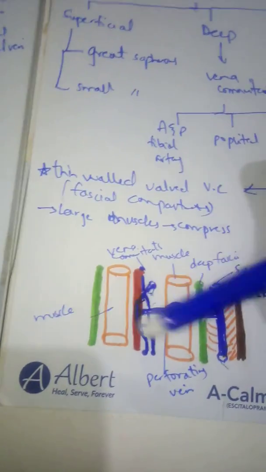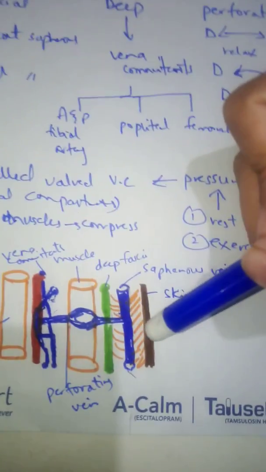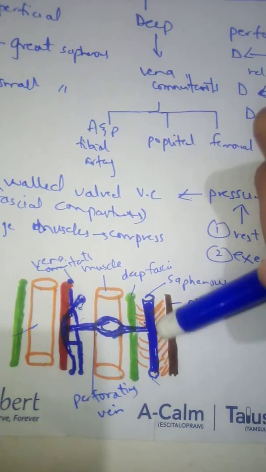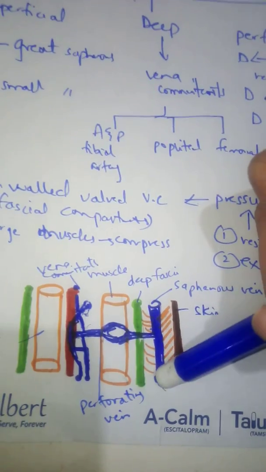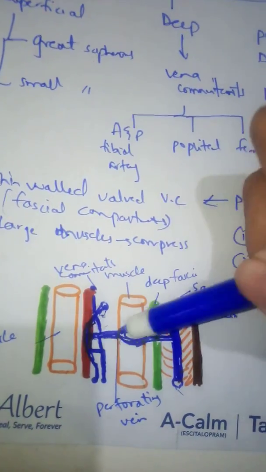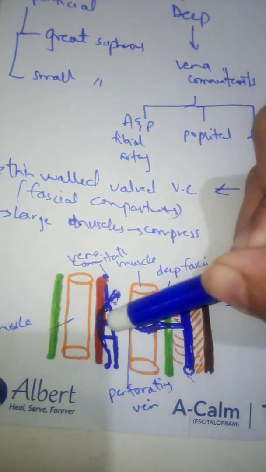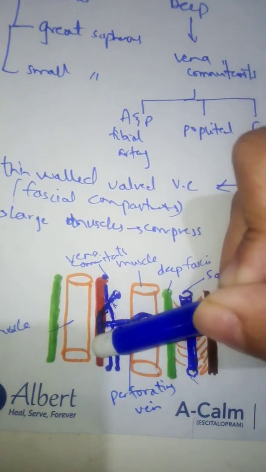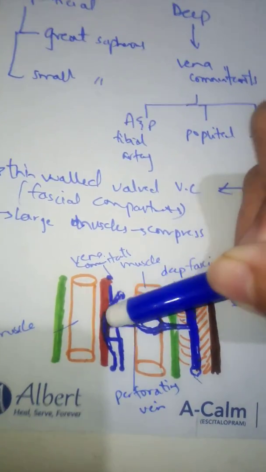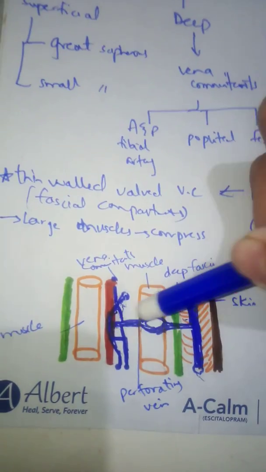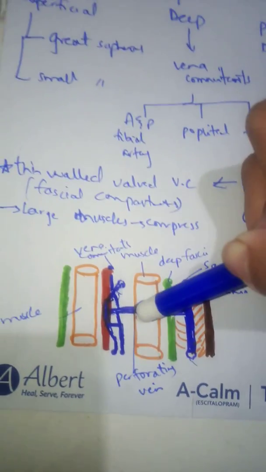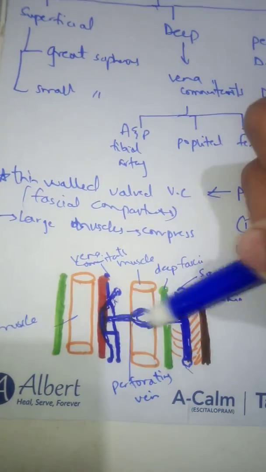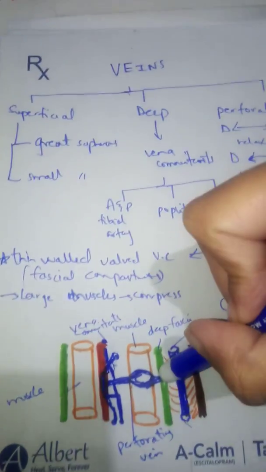For example, if we see this diagram, this is the skin, this is the superficial fascia, and these are the superficial veins, and these are the muscles. The superficial veins are connected to the venae comitantes of the artery. This is the artery and this is the deep venae comitantes. These are connected through the perforating veins. Perforating veins hence connect the superficial and deep venous system of the lower limb.